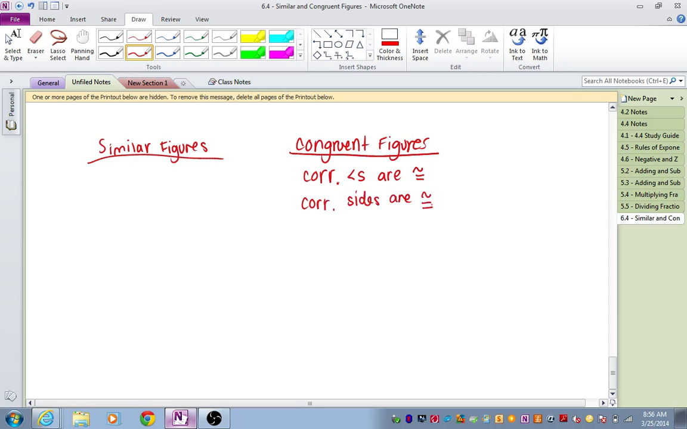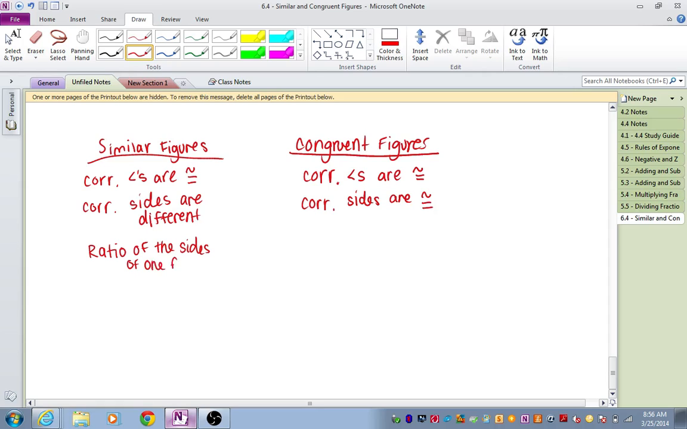Now in similar figures, just like in congruent figures, the corresponding angles are congruent, but the corresponding sides are different. The important thing was that the ratio of the sides of one figure to the other are equal. So the sides aren't equal, but the ratios of the sides are equal in similar figures.